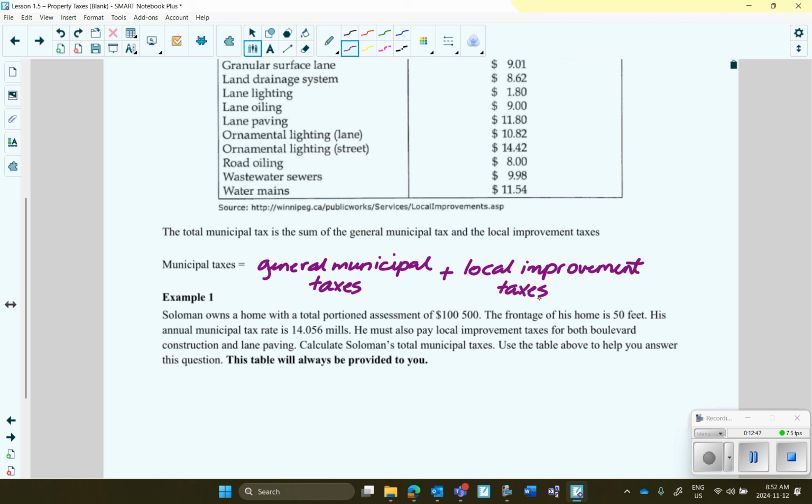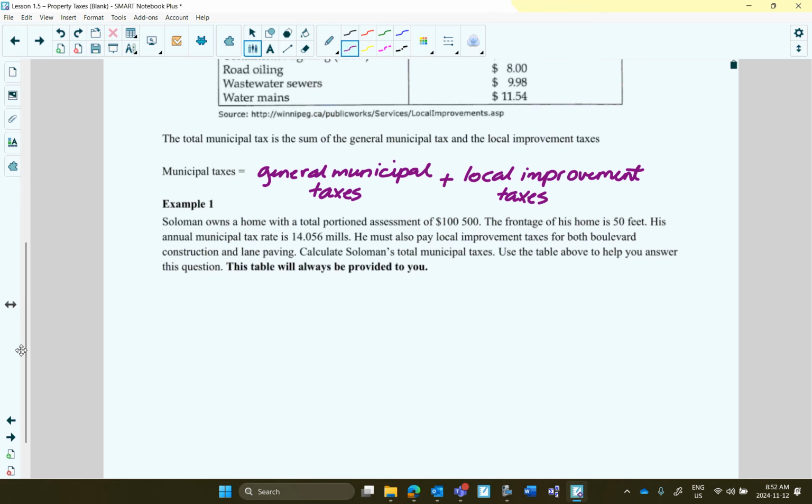Okay, let's look at an example. So Sullivan owns a home. They determined that he's going to have to pay tax on $100,500. That's his portion of assessment. Frontage of his home is 50 feet. His annual municipal tax rate is 14.056 mills. He must also pay local improvement taxes for both boulevard construction and lane paving. We want to calculate his total municipal taxes. Remember, this table for local improvement will always be given to you. It doesn't have to go on a reference sheet.